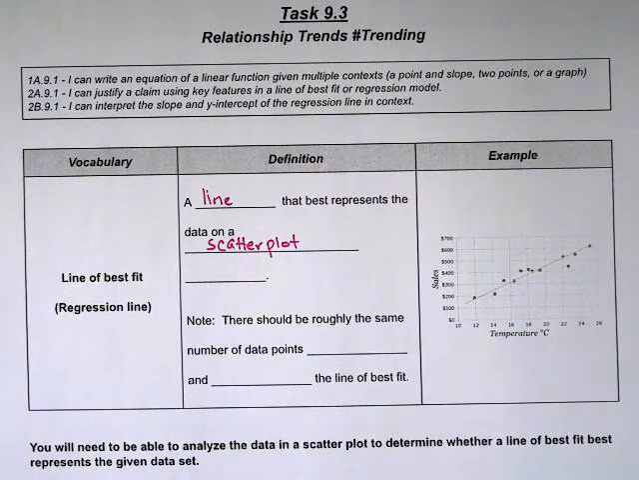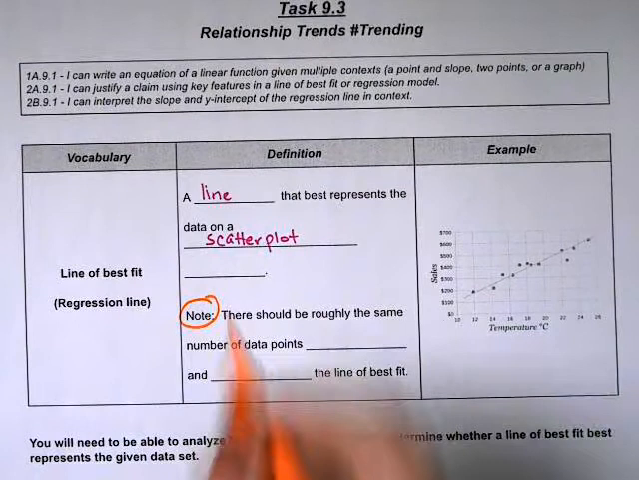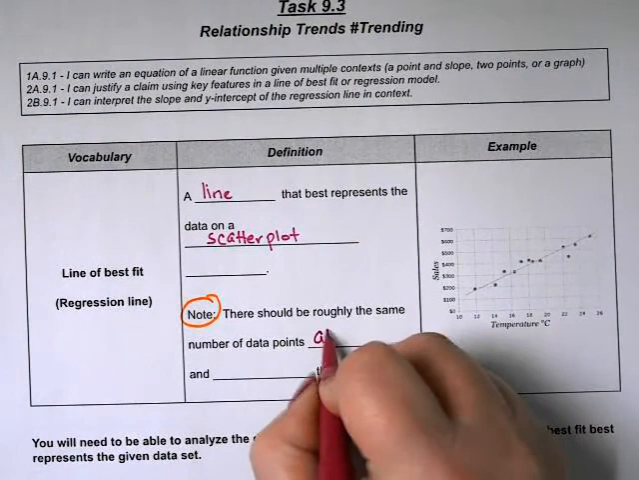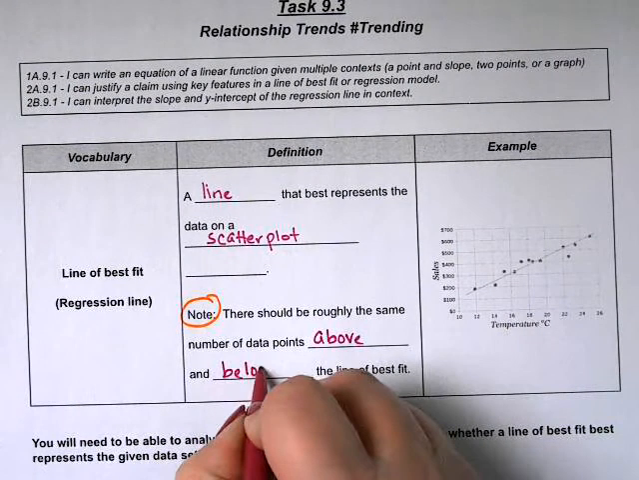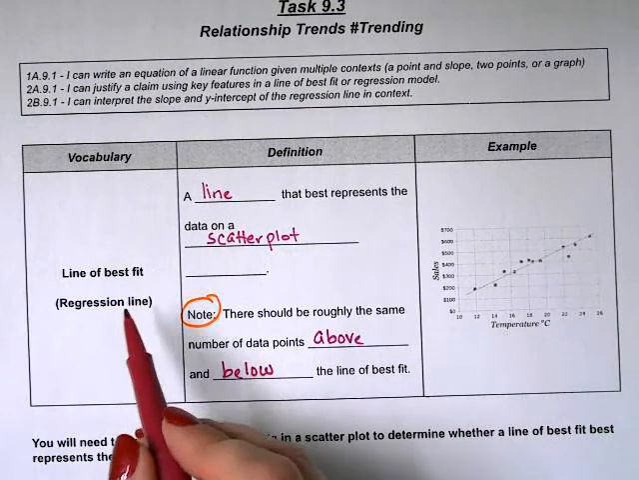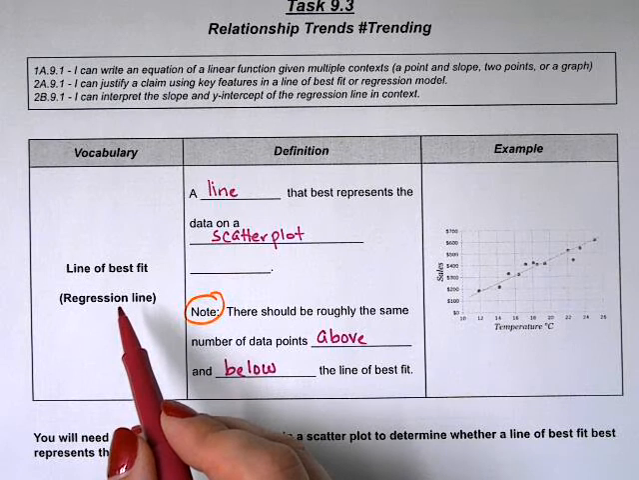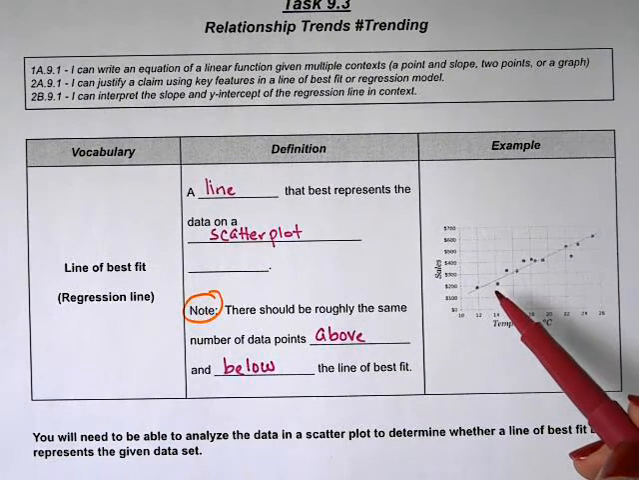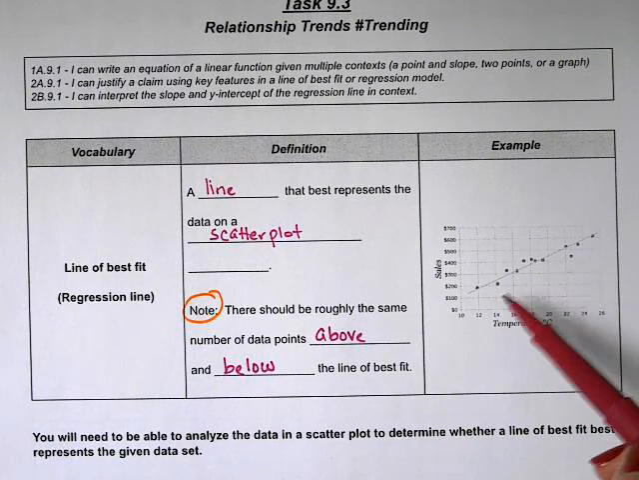Something that's really important for you to remember as we go forward is that there should be roughly the same number of data points above and below the line of best fit. The whole point of a line of best fit is it's going to give us predictions about our data. So we need it to accurately represent the data that's there. And in order to do that, it needs to go through the center of all of the data. So we need to have some points above, some points below, because that line should be right in the middle.